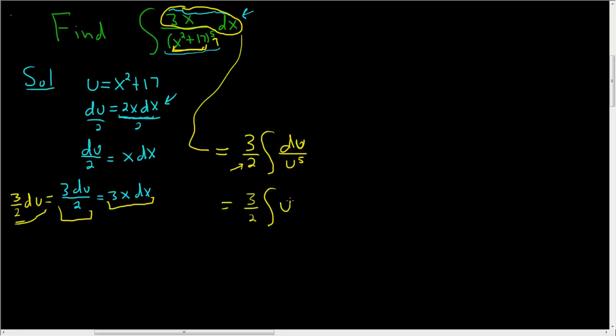So this is 3 halves. If you bring this upstairs, it becomes u to the negative 5 du. Why do we do that? So we can use the power rule. So this is 3 halves u to the negative 4 over negative 4 plus our constant. So this is, let's see, 2 times negative 4. So it's going to be negative 3/8.